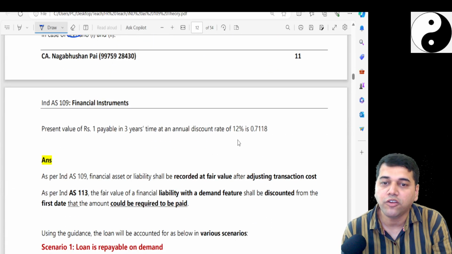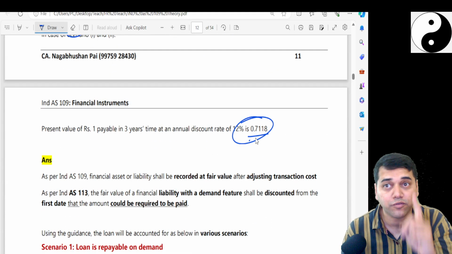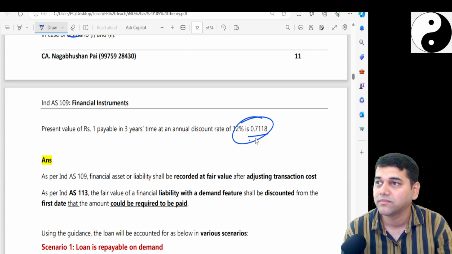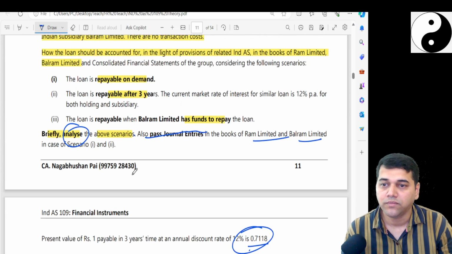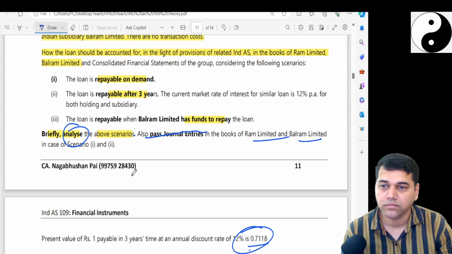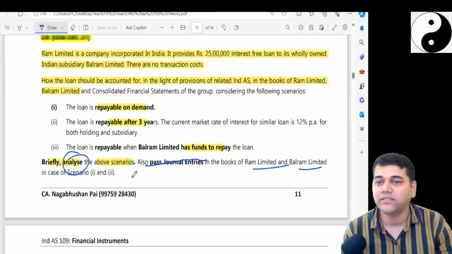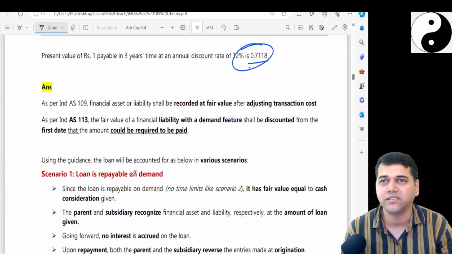Then the present value factor they have given. This is for the second scenario. Followed, no? So what is your answer? Okay, I'll discuss this.